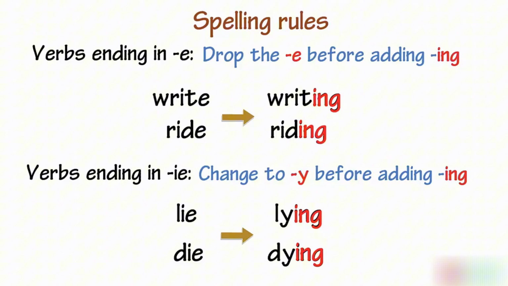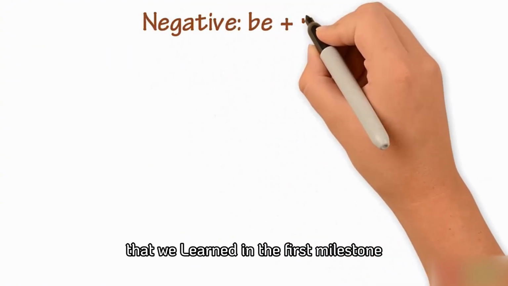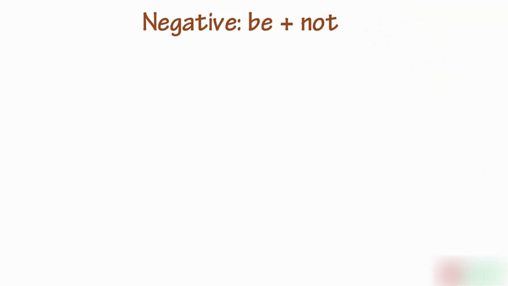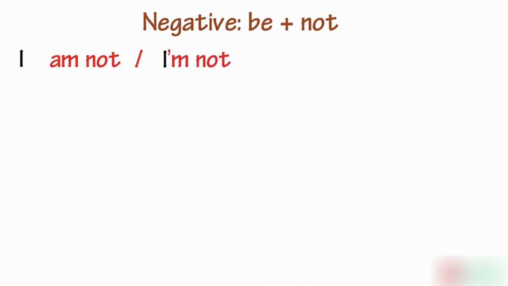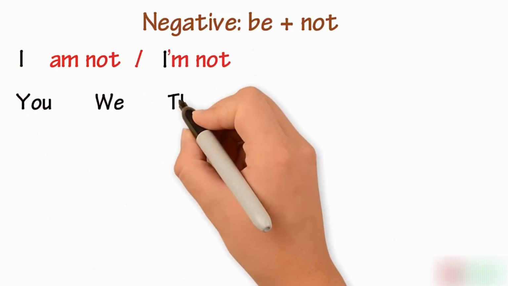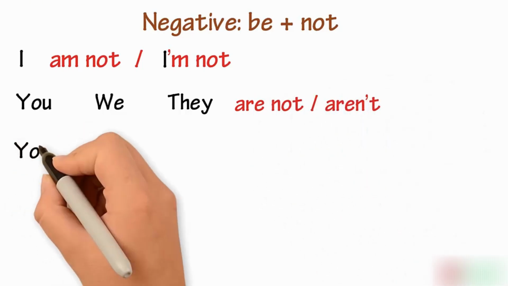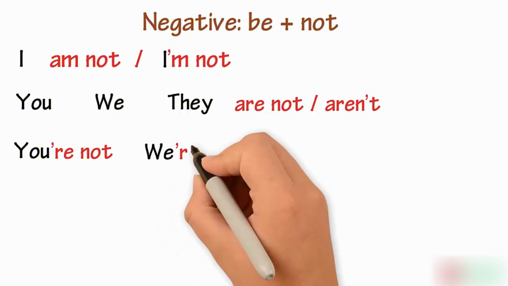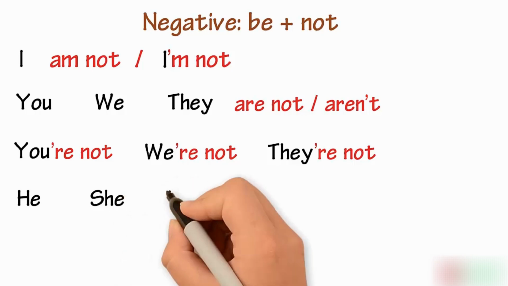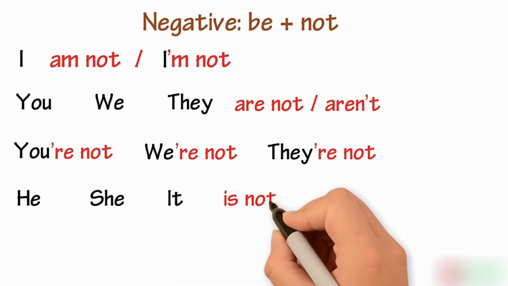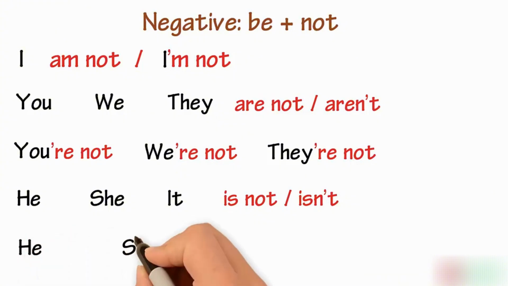Forming the negative is simple. Just use the negative form of the verb be that we learned in the first milestone. I am not or I'm not. You, we, they are not, or aren't, or you're not, we're not, they're not. He, she, it is not, or isn't, or he's not, she's not, it's not.